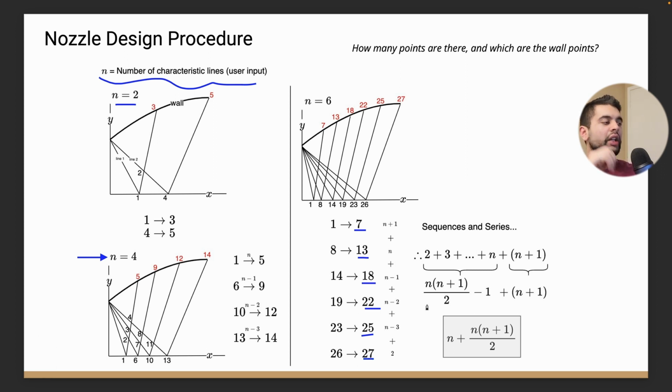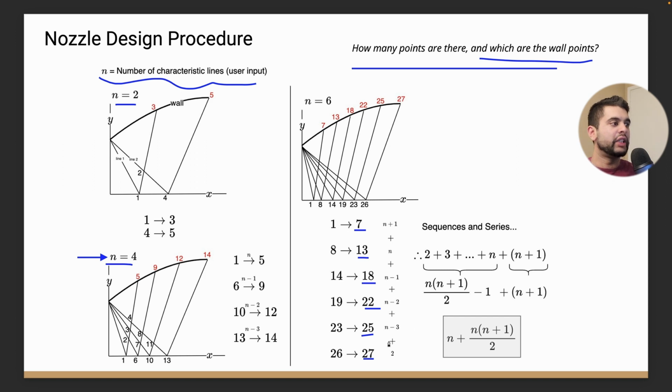So do you see a pattern here? Do you see how we can actually determine the number of points from this n here, the number of lines? So n is the number of lines here. We need to determine how many points we have in our nozzle, and then which are the wall points. So by just knowing this, since you have a pattern, you can actually get both of these variables from that.